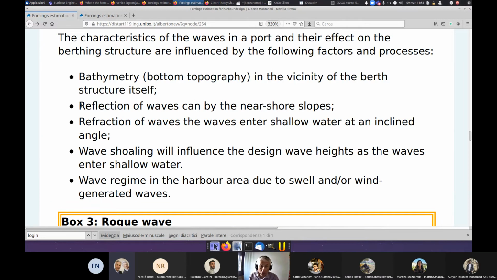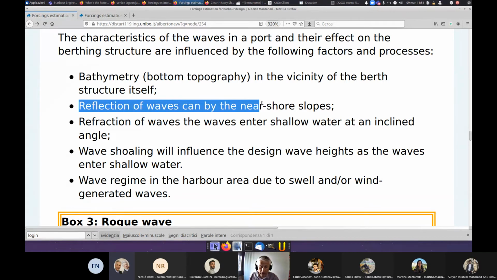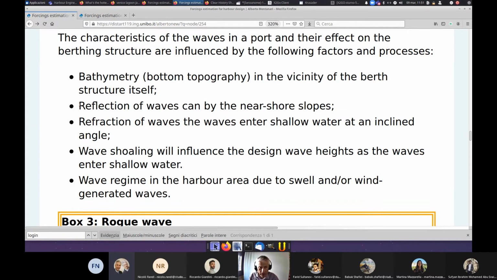And also we have to take into account the reflection of waves. Here there is a spelling error, I'm sorry, and I need to correct it. Let me take a note, because otherwise I forget. It's the second bullet point. Behaviors, okay. And it's reflection of waves by the near shore structure or slopes.